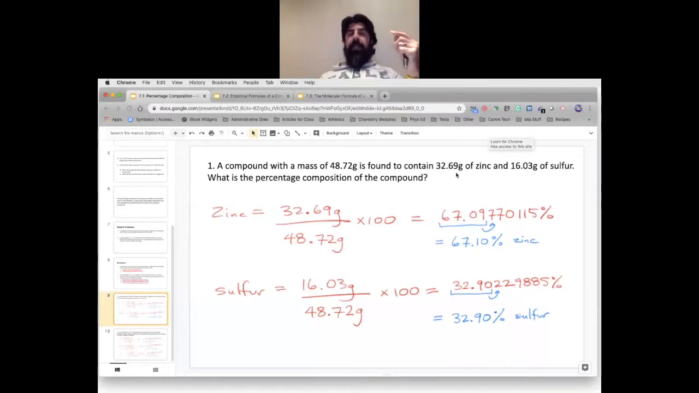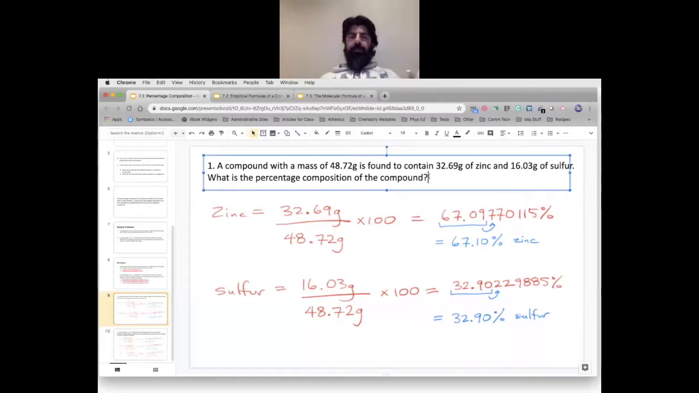Or I might say, find the mass percent of just sulfur. But if I ask what is the percent composition of the compound, I am asking you to find the percent composition of every single element in a formula. So here's another example. Let me add to this.